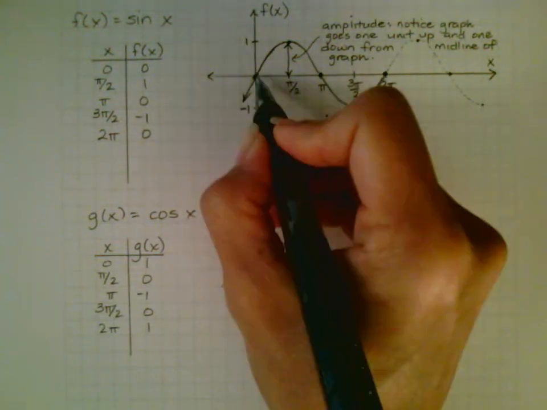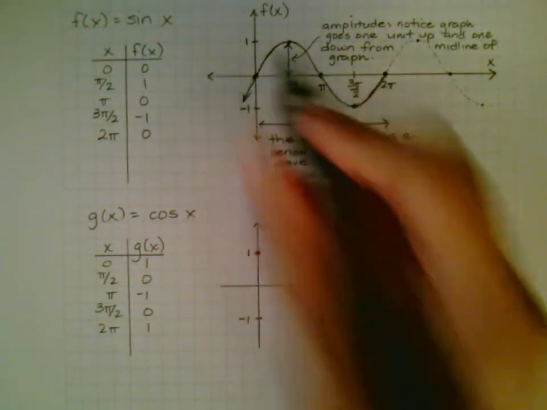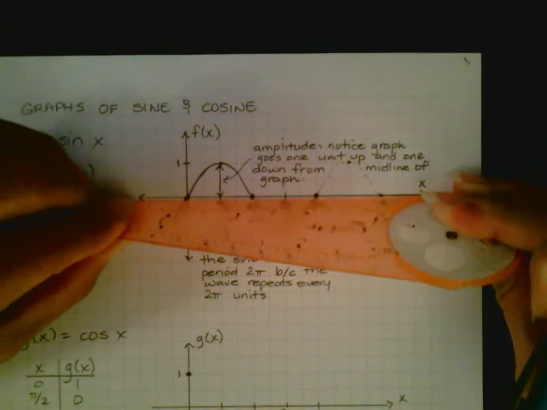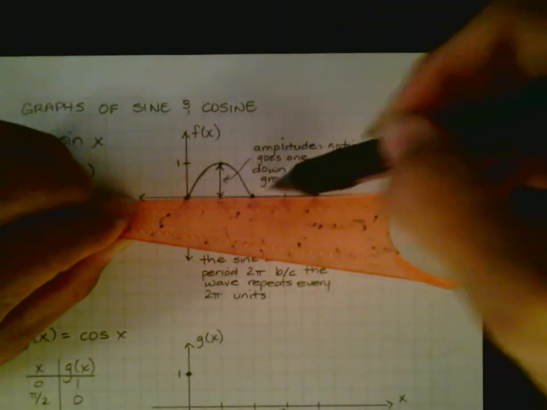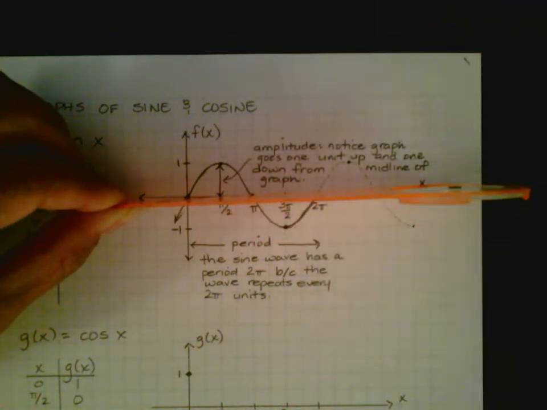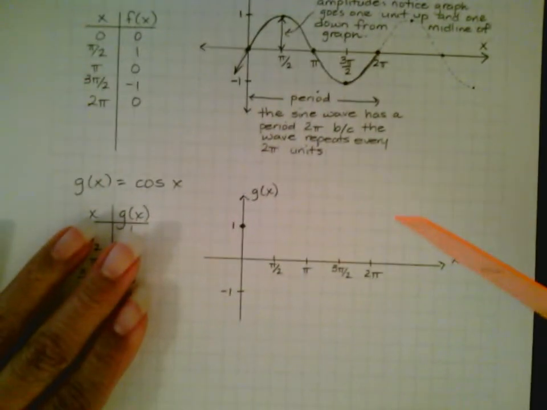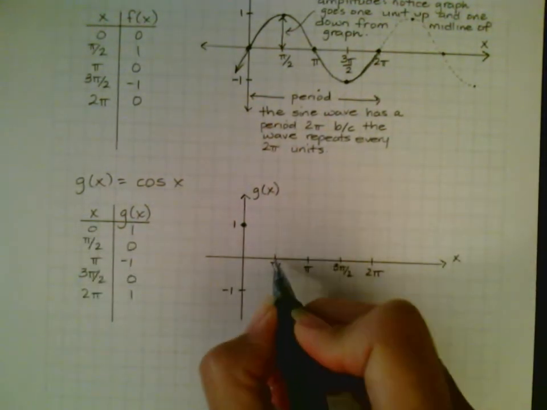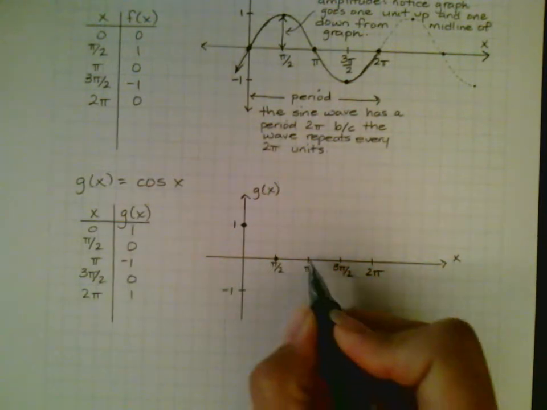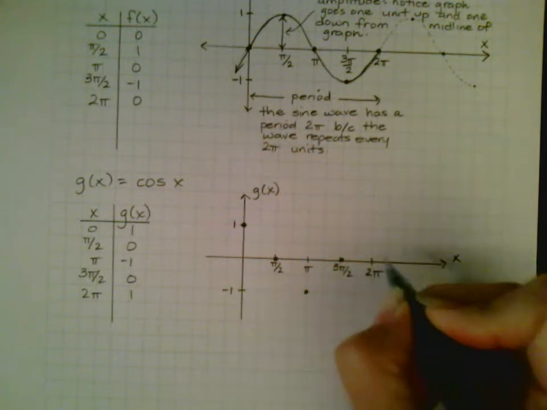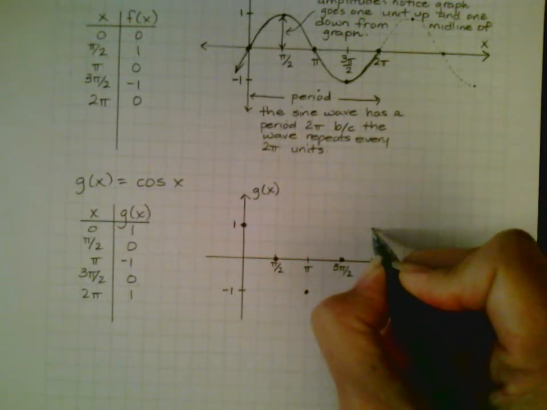Sine always starts on the midline. If you look at this as a midline, sine always starts on the midline axis. Notice you have 3 dots of sine on the midline, and then the amp values, 1 above and 1 below the midline. You're going to notice a difference with cosine. Cosine starts at the amp value, pi over 2, 0, pi, -1, 3 pi over 2, 0, and 2 pi, 1.